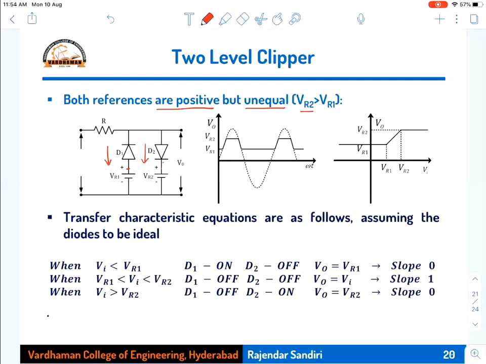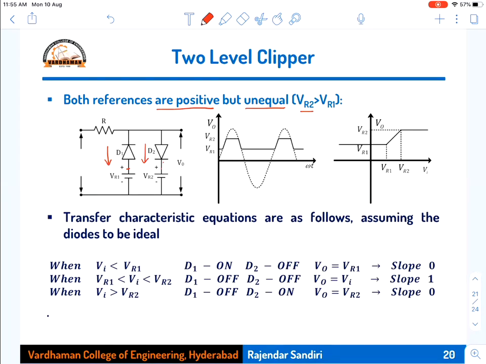Okay. Now, if you see the transfer characteristics, because there are two reference voltages applied to the input, we have got three segments now. Earlier, because it is only a single level clipper, only two segments of the waveform we were able to see in the transfer characteristics. Here, three segments of the waveform you will get.